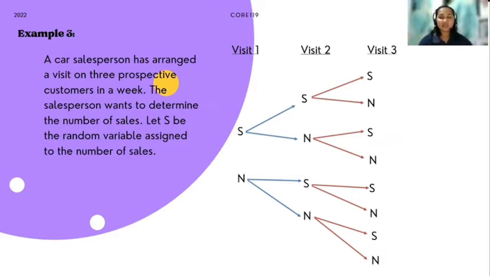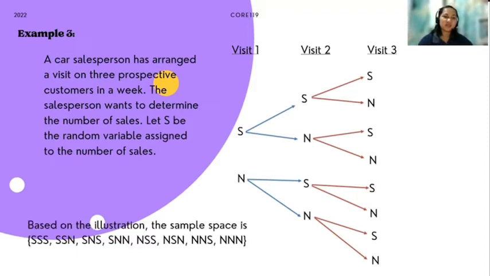SSN, SNS, SNN. What else? We have also here NSS, NSN, NNS, NNN. So if we associate a numerical measure to these outcomes, for, let's say, the number of sales, we can have the sample space. So with that, S will take the values 0, 1, 2, and 3. So this refers to the number of sales for these 3 visits.